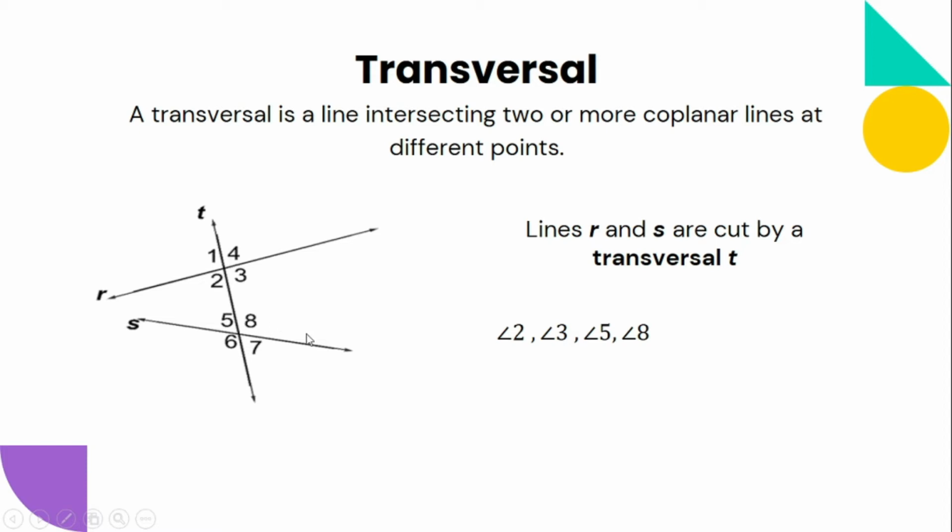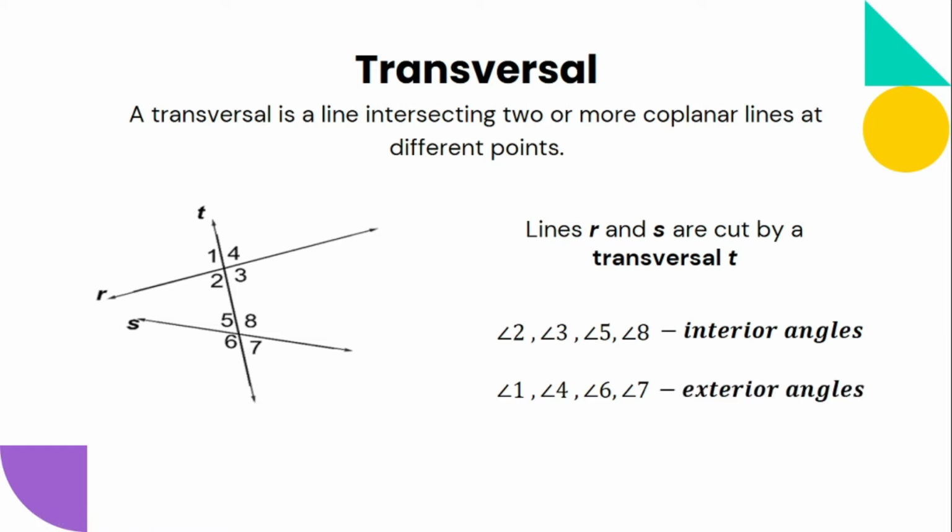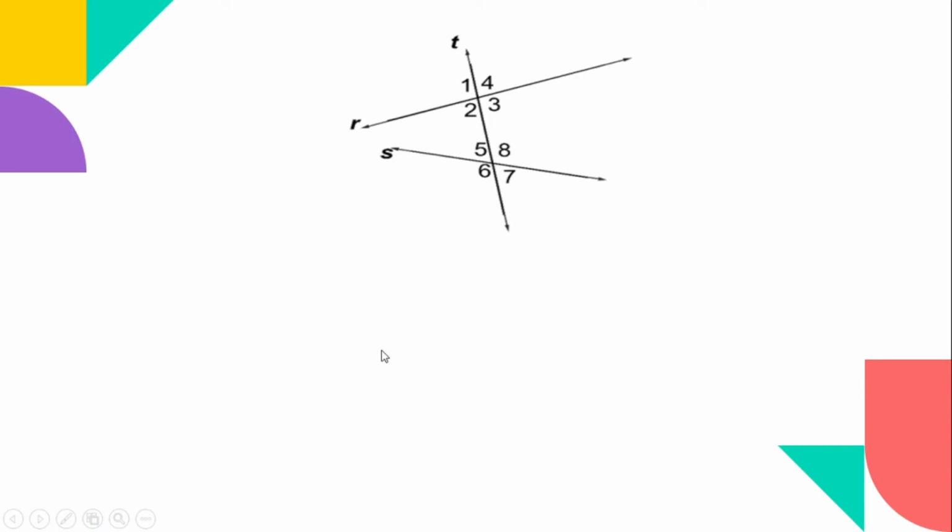So, dito sa ating figure, ang 2, 3, 5, and 8 ay nasa loob ng ating lines na nakat ng transversal. Correct? So, since nasa loob sila, ang tawag sa kanila ay interior angles. Now, therefore, if we have interior angles na nasa loob, so meaning to say, angle 1, angle 4, angle 6, and angle 7 ay ang tinatawag natin na exterior angles. Ibig sabihin, those are the angles na nasa labas naman. Okay? Kasi exterior siya.